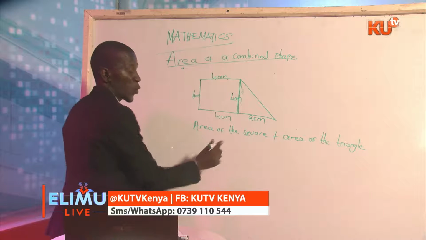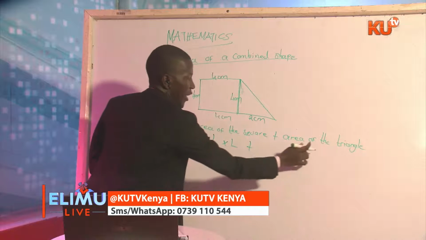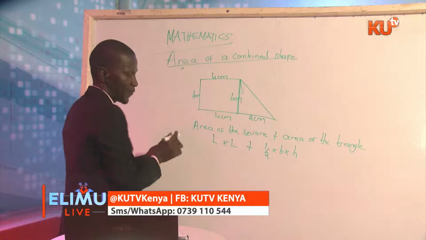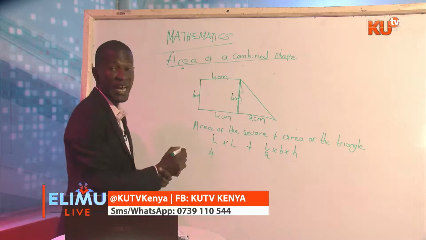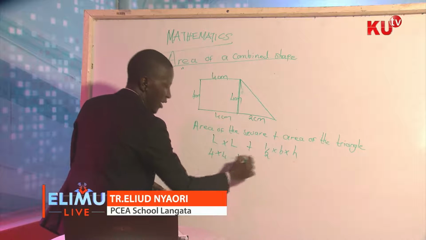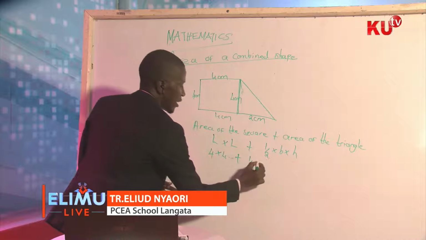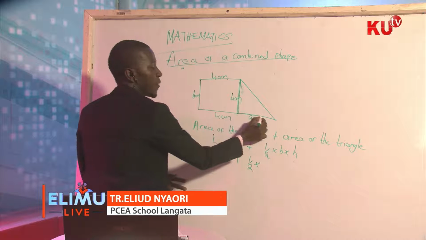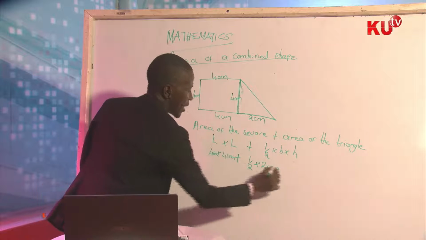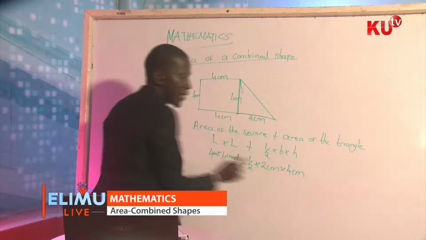To find the area of the square, you multiply length times length. And the area of the triangle is a half times base times height. Length here is 4 centimeters. I'll multiply by 4 centimeters, plus a half, that is the area of the triangle, times base. Our base is this one, which is 2 centimeters, times height. This is our height, which is 4 centimeters.